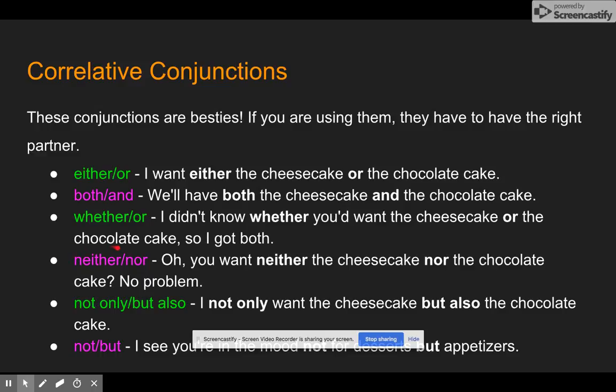I have to pair neither with nor. I cannot pair either with nor. If I see those together, I know that they do not belong. So this is going to be important today.